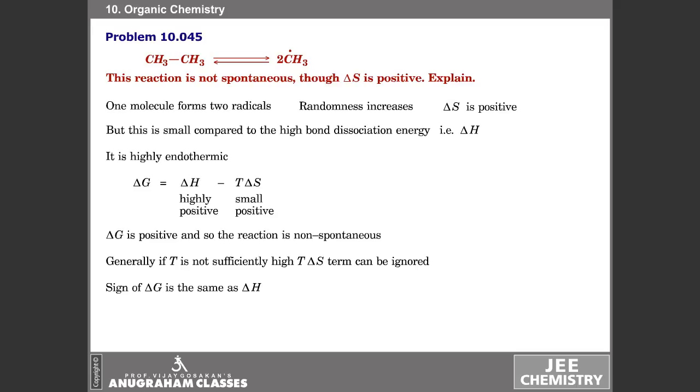That is, an endothermic reaction becomes non-spontaneous and an exothermic reaction becomes spontaneous if T delta S can be ignored. But at very high temperatures, we cannot ignore T delta S. We have to consider the effect of T delta S also.